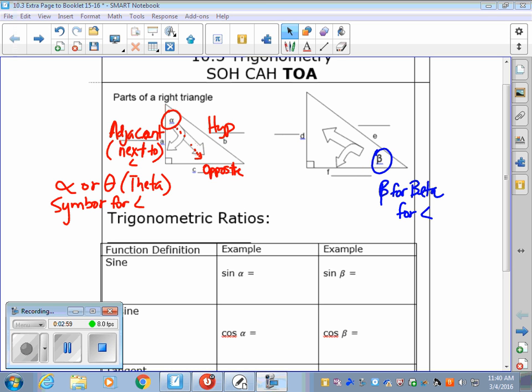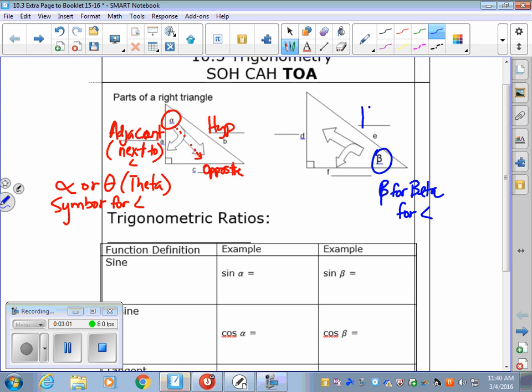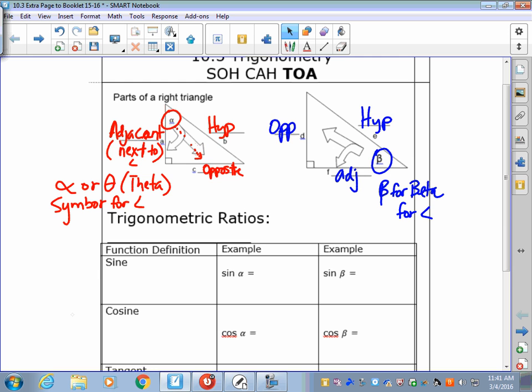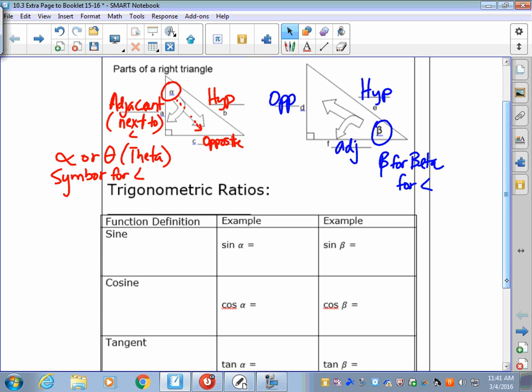Hopefully you started with the hypotenuse, which is E. So hypotenuse. And then D would be opposite. I'm just going to do OPP to abbreviate opposite. And F is the adjacent. ADJ, I'm going to do S for adjacent. So our trig ratios have to do with those relationships, the parts of a right triangle.